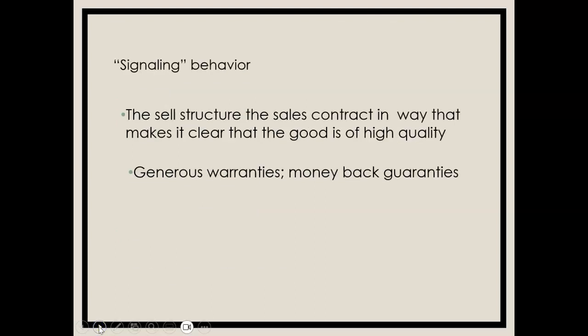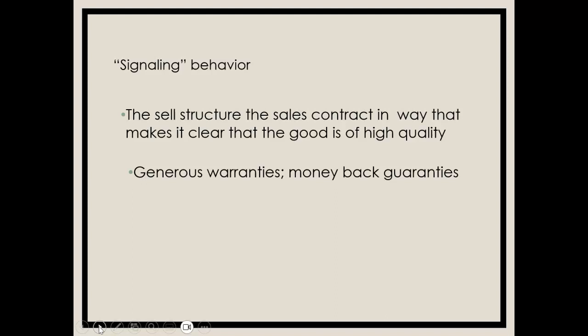Another way that manufacturers can help you close the information gap is through something called signaling behavior. This is a way for manufacturers of high quality products to make it very clear to buyers that this is a high quality good. Basically, they structure the sales contract in a way that makes it clear that the good must be of high quality. For example, they give a very generous warranty or a money-back guarantee.